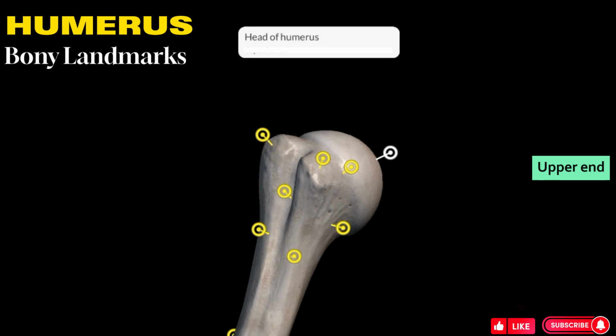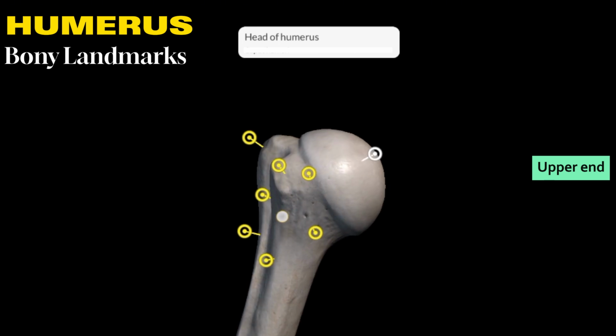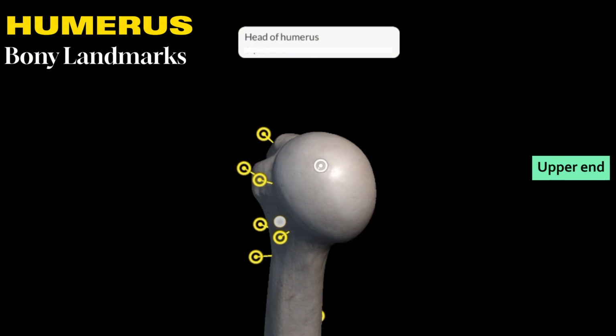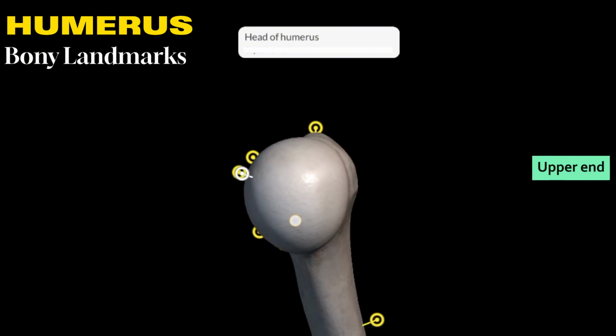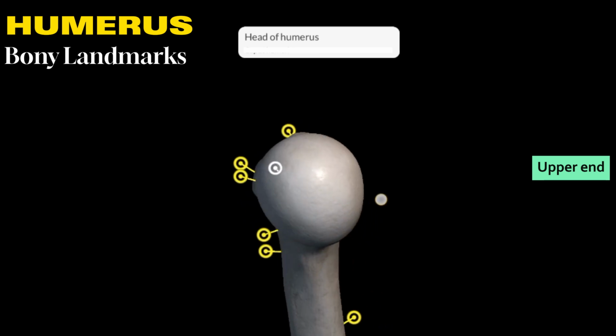This one is the head of humerus. It is directed medially and upwards. It articulates with the glenoid cavity of the scapula to form the shoulder joint. The head forms about 1/3 of a sphere and is much larger than the glenoid cavity.